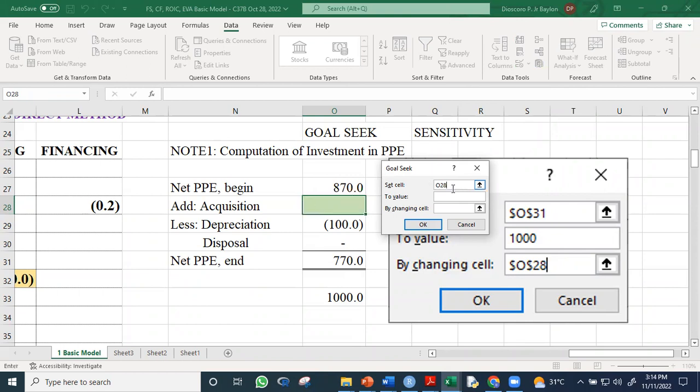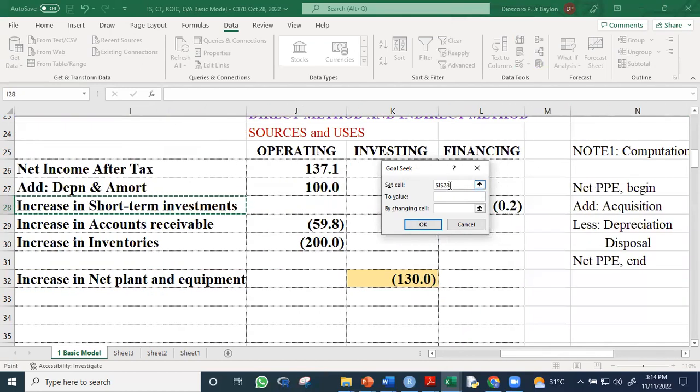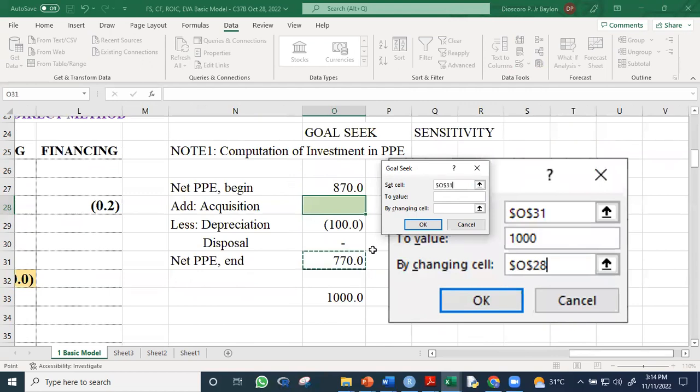Okay, so set cell natin. Okay, set cell to this. Okay, so let me, oops, delete this first. Set it to this one, okay? And to what value? Now there is no icon here, there's no spreadsheet icon. So this one we have to type. We know that the ending value is 1,000. And then by changing what cell, we change acquisition. This is the unknown. So we want Excel to determine what this value is.